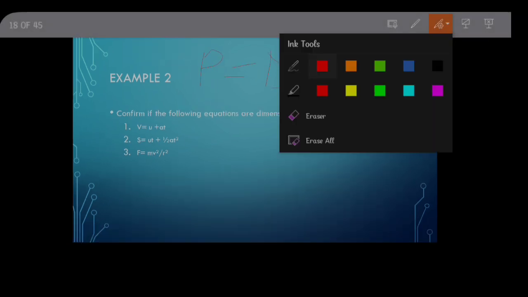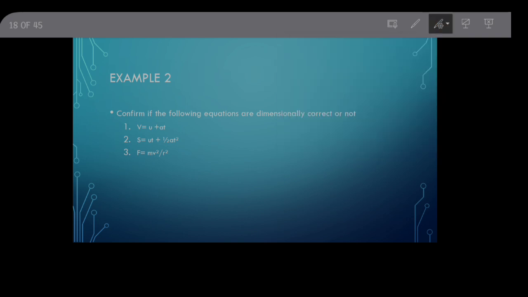So, let's clean this. Now, let's continue. We have our velocity. What's the dimension for velocity? Our velocity is equal to LT raised to power minus 1. The U is also a velocity, so the dimension will be the same as for U. Our A is LT raised to power minus 2. Now, let's plug it in.